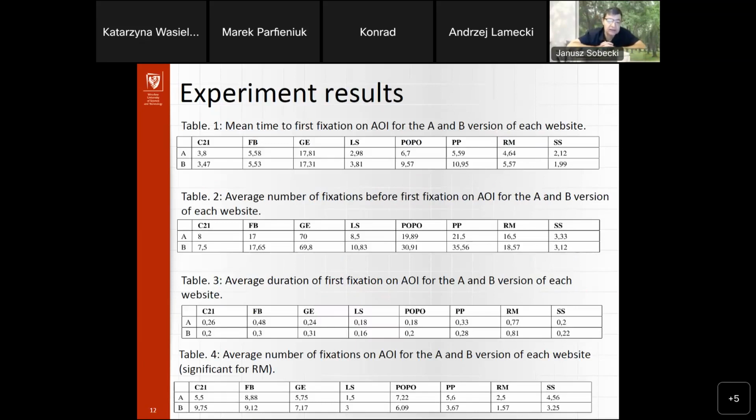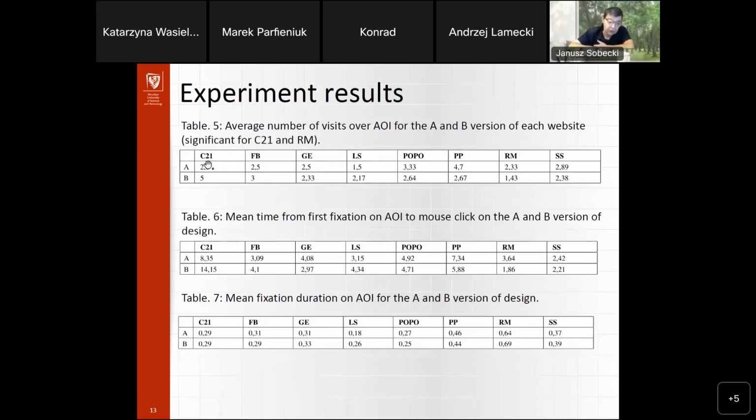However, in most cases, we received the expected results. So the means were higher or lower for the A versions as we expected. However, we even received less significant measures. It happens only here and here for these two web pages.